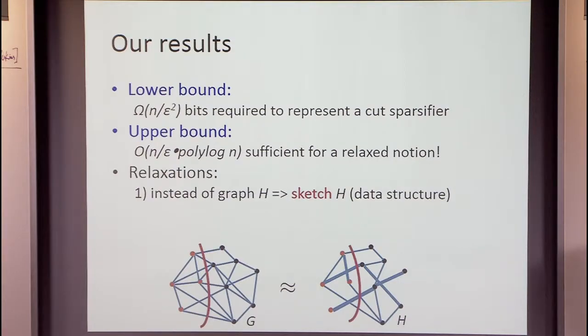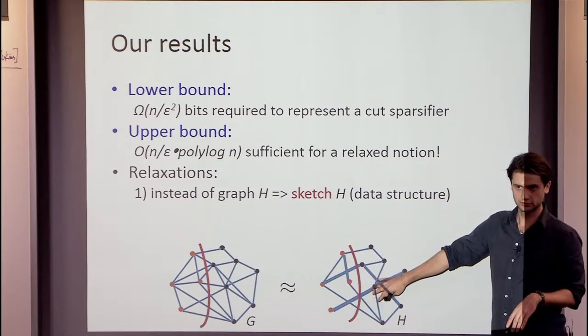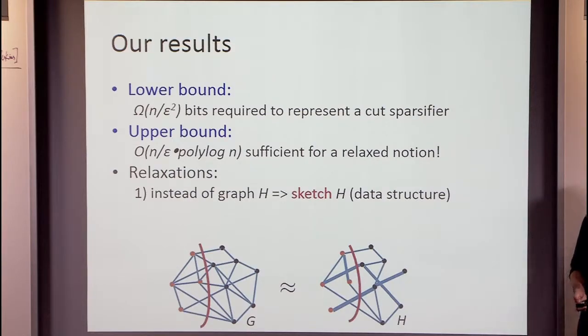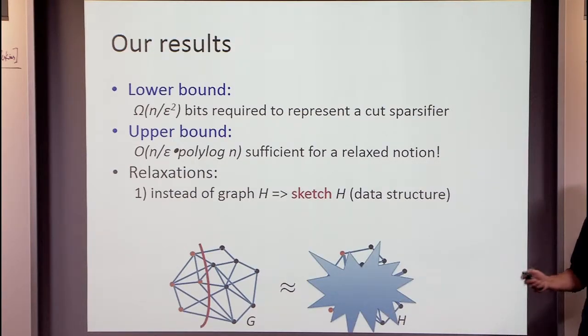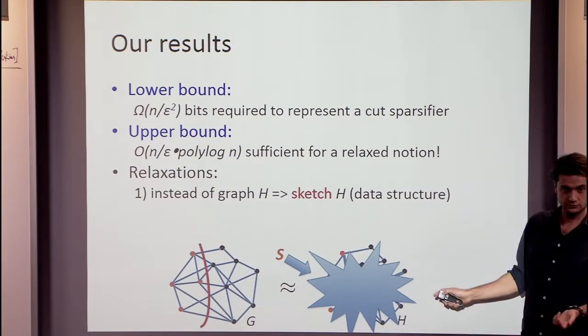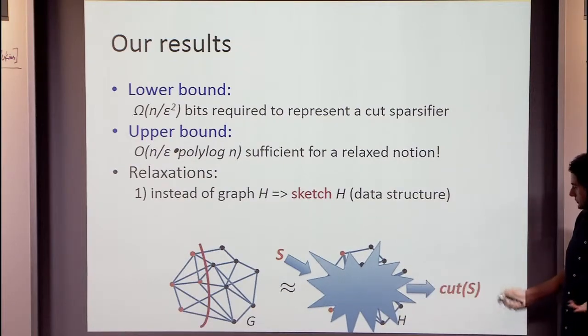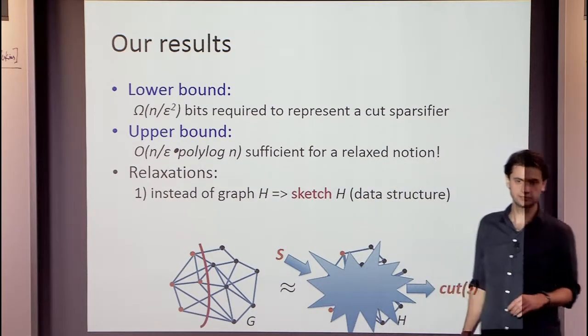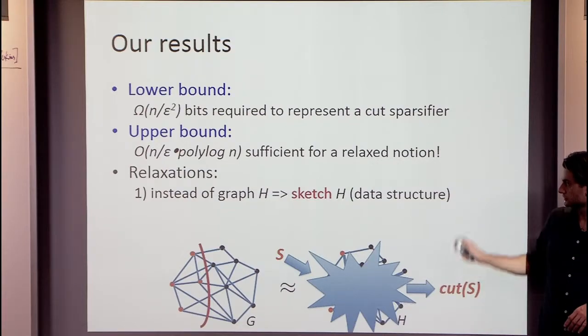There are two relaxations. One relaxation is that instead of a graph H, where we compute the cuts in the usual way, we will construct a sketch, which you can think about as a data structure. It doesn't look like a graph, but something else. And it works the following way: you give it a set S, and it outputs the cut of S. And this value of the cut of S is a 1 plus epsilon approximation of the original cut in the graph G. And this sketch has size n divided by epsilon, polylog. So this is relaxation 1.